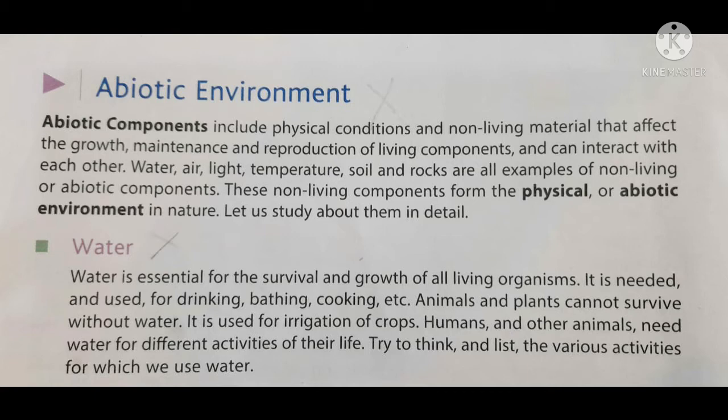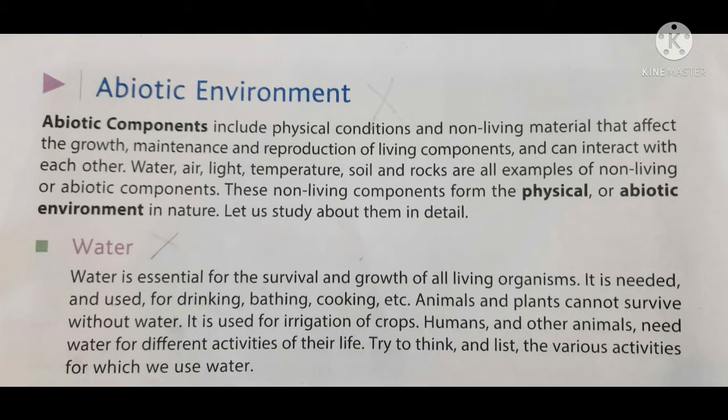Try to think and list various activities for which we use the water. So water is very essential for our life. It is used for drinking, bathing, cooking, etc. So in water we will study about rainwater harvesting.